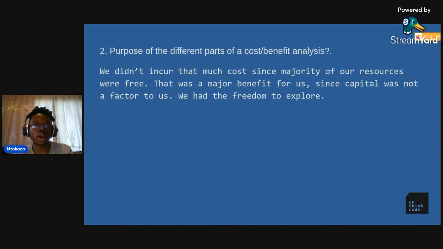The purpose of the different parts of a cost-benefit analysis. We didn't incur that much cost since the majority of our resources were free. That was a major benefit for us. Since capital was not a factor to us, we had freedom to explore.